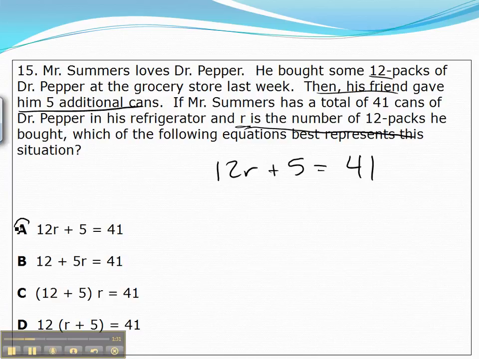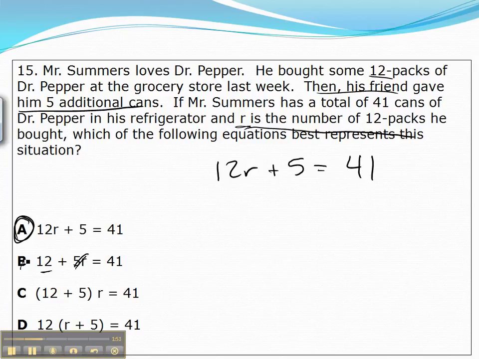And actually, answer choice A is exactly the same equation: 12R plus 5 equals 41. In the answer, we always want to look at all the answer choices, though. Answer choice B looks like one 12 pack plus 5 times, his friend gave him 5 additional cans, not 5 times some number of cans. So that's wrong.